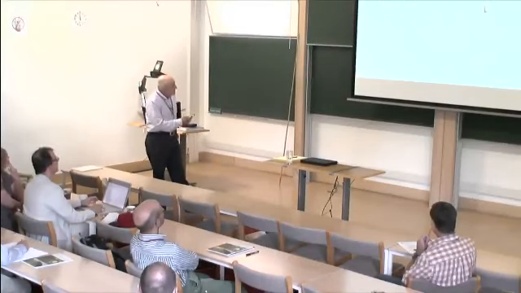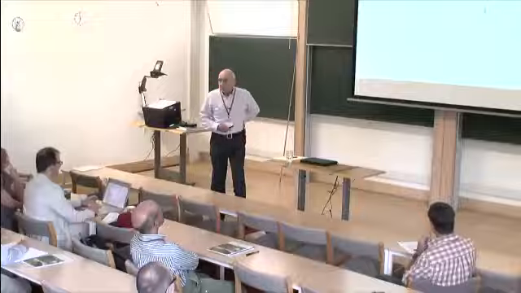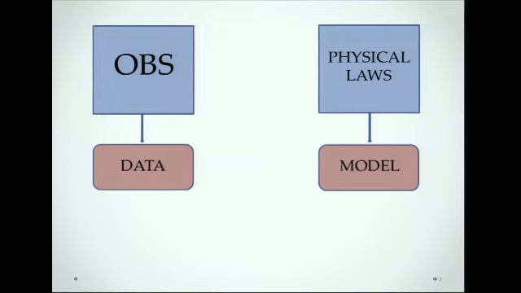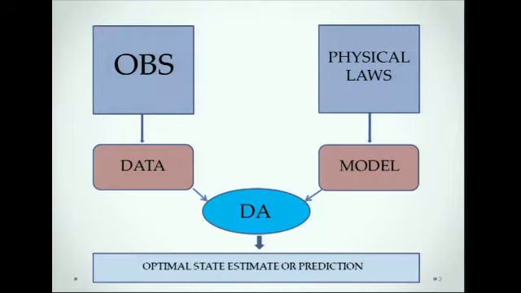So let's see, I'll go forward. What is data assimilation, first of all? Data assimilation is the idea that you have observations and you have physical laws. The observations give you data, the physical laws give you a model, and you want to make optimal use of both of them to give an estimate of the state of the system that you are observing. So you put this into the DA hopper and you get out some optimal state estimation or prediction. I say both state estimate or prediction because those are two different formats of data assimilation, and I'll try to explain how they both work in a minute.